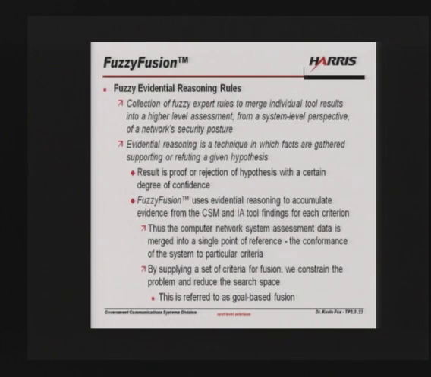Or, I'm 80% sure this system is in reasonably good shape. Reasonably and 80% are about right. Okay? So what we did was take evidence from each of the tools to figure out what the overall probability was. Okay? So the assessment data comes into a point of reference, a yes or no, right? So because we provide the criteria, we further reduce the search space. So essentially we perform goal-based information fusion.